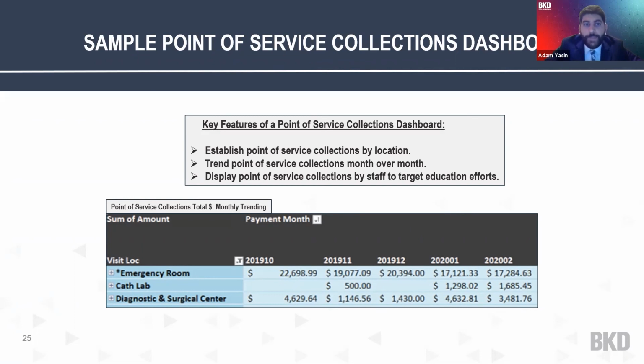Your second item here: trend point of service collections month over month. Again, that's just standard trending for any dashboard to get that longitudinal look at your performance over time. And then finally, display the point of service collections by staff to target education efforts. Now, this is tricky. I've seen organizations perform this potentially with a blinded scorecard where names are covered, but we're able to see how our colleagues are performing, kind of gamifying point of service collections a bit, making it a game, and helping encourage performance that way. So we see that be effective. The main thing here is just transparency, open communication, and re-education.